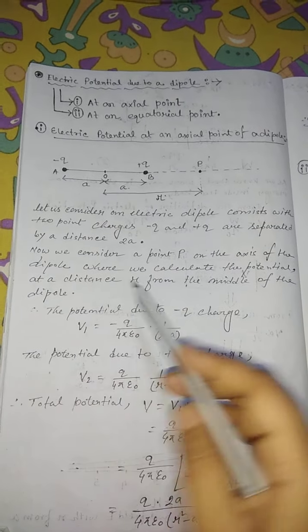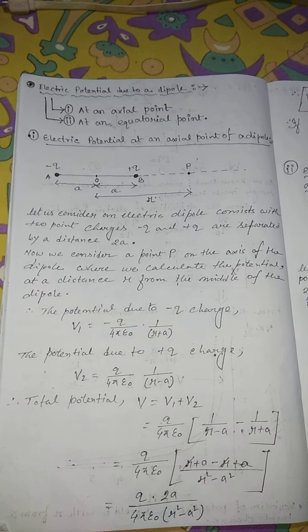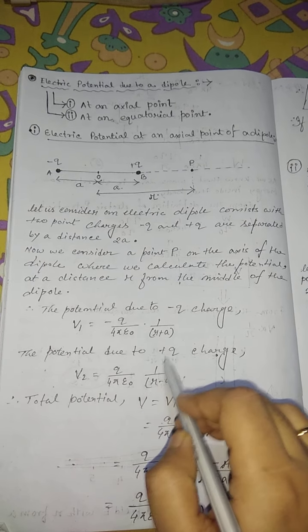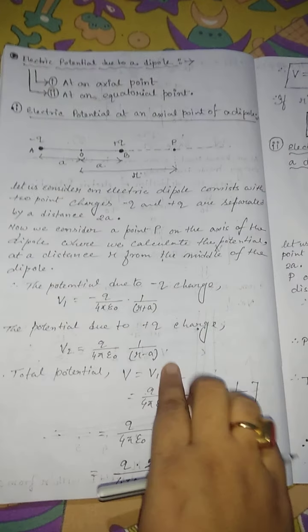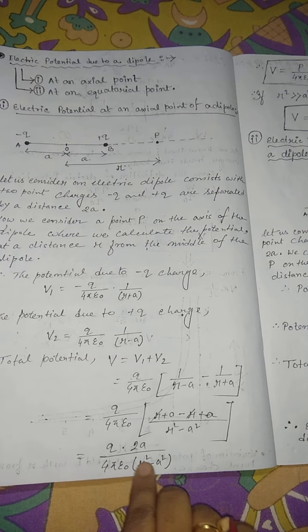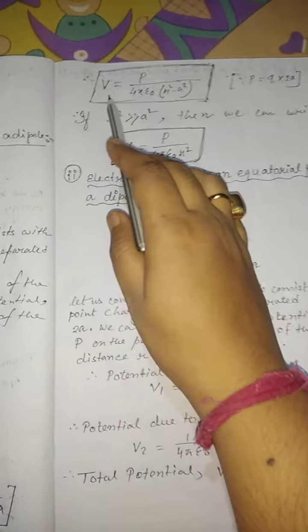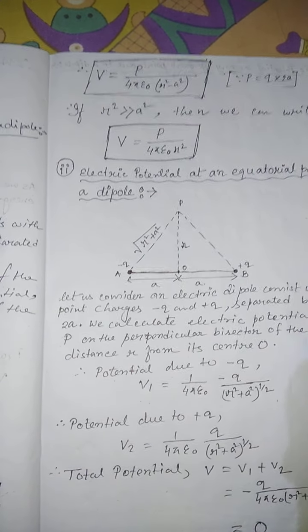So V1, the potential due to minus q charge, is minus q by 4 pi epsilon naught 1 by r plus a, not the square. Okay, potential equals 1 by r. And the potential due to plus q is q by 4 pi epsilon naught 1 by r minus a. Now the total potential V1 plus V2, if we put the values, we get q into 2a by 4 pi epsilon naught (r square minus a square), and we know that 2a into q is nothing but the electric dipole moment. So V equals P by 4 pi epsilon naught (r square minus a square). P is the electric dipole moment.